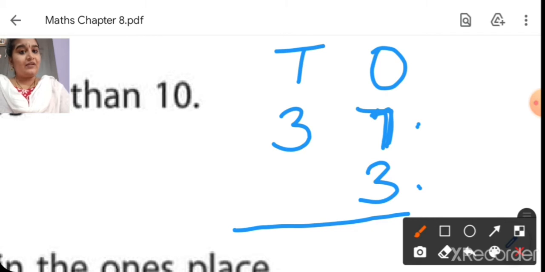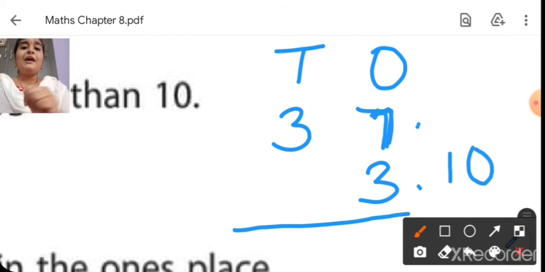Can we add 7 and 3? 7 in the mind, 3 on the fingers. After 7: 8, 9, 10. What are we getting? We are getting the answer 10. We are going to write the 10 outside. Why are we writing it outside?